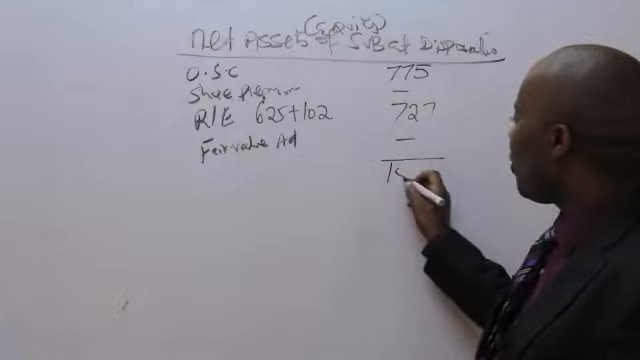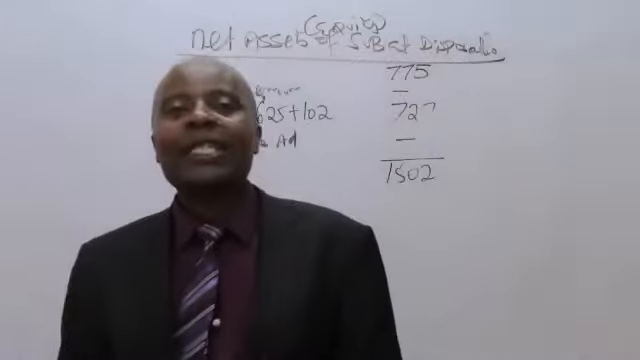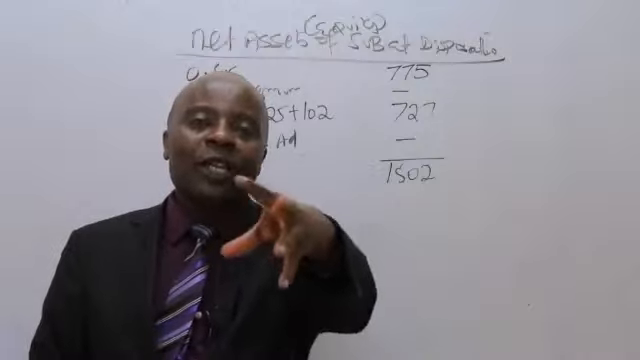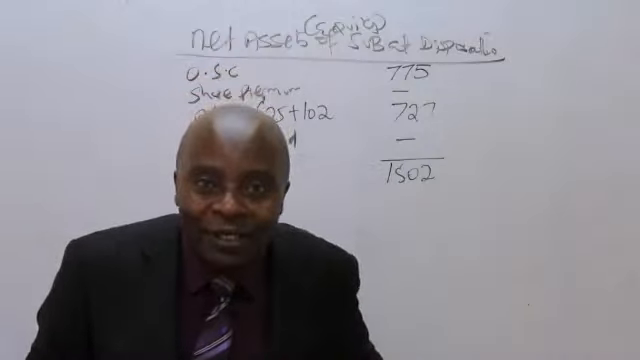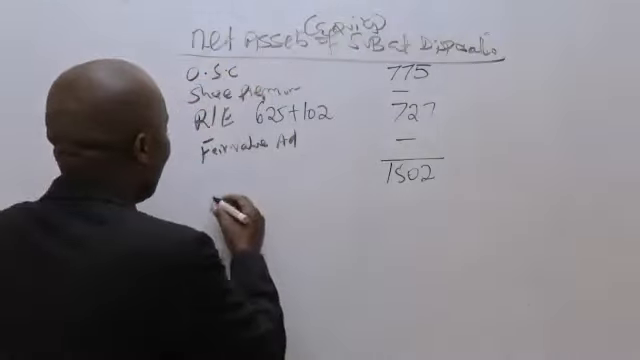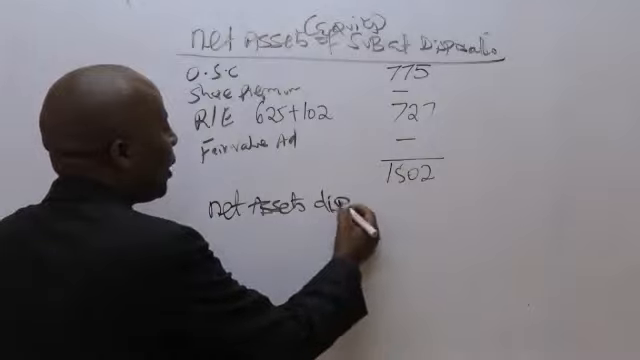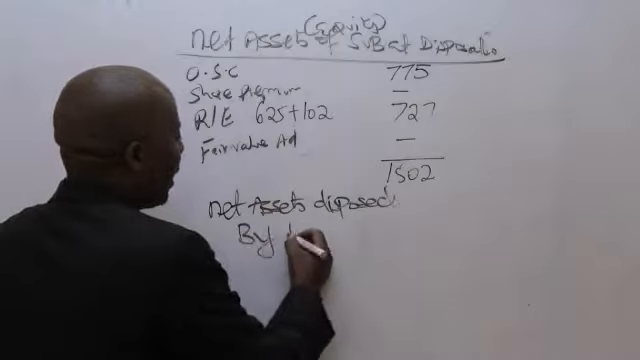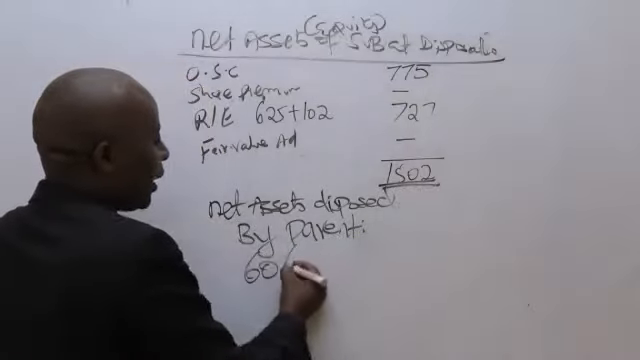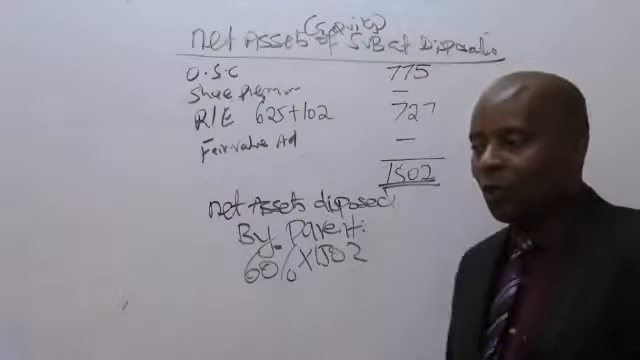1502. Thank you very much. So remember that these are net assets of the company as a whole. For disposal, we are not saying we are disposing the entire subsidiary. We are only disposing our share. So come and look at the net assets disposed by the parent. This will be 60% of this 1502. Is anybody able to give me 60% of 1502?